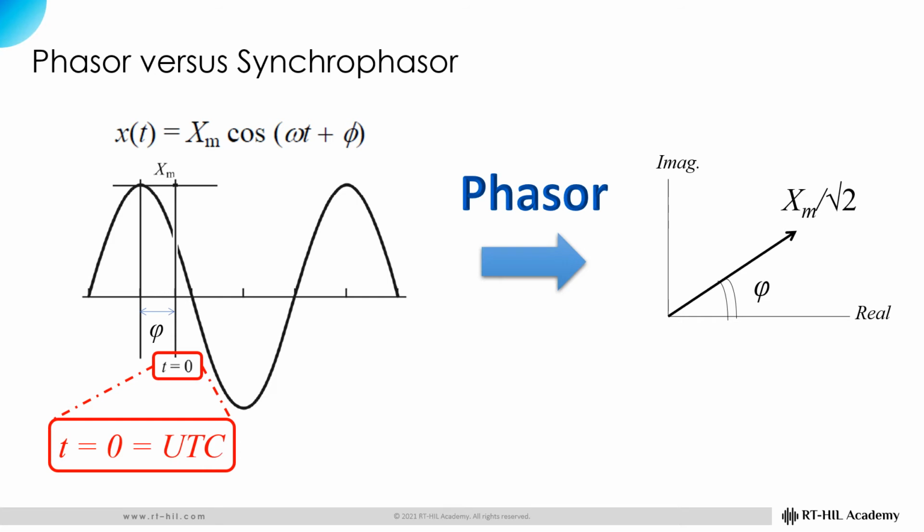The Coordinated Universal Time, or UTC, embedded in GPS signals, can be used to synchronize the measured electrical voltage and current waveforms. This synchronization results in synchronized phasor, or synchrophasor. This process is performed by a device, called a Phasor Measurement Unit or PMU.